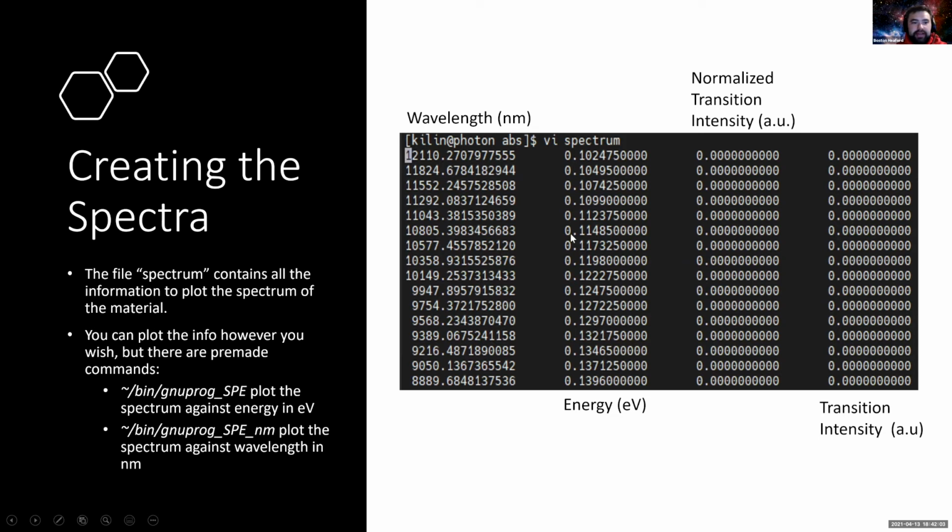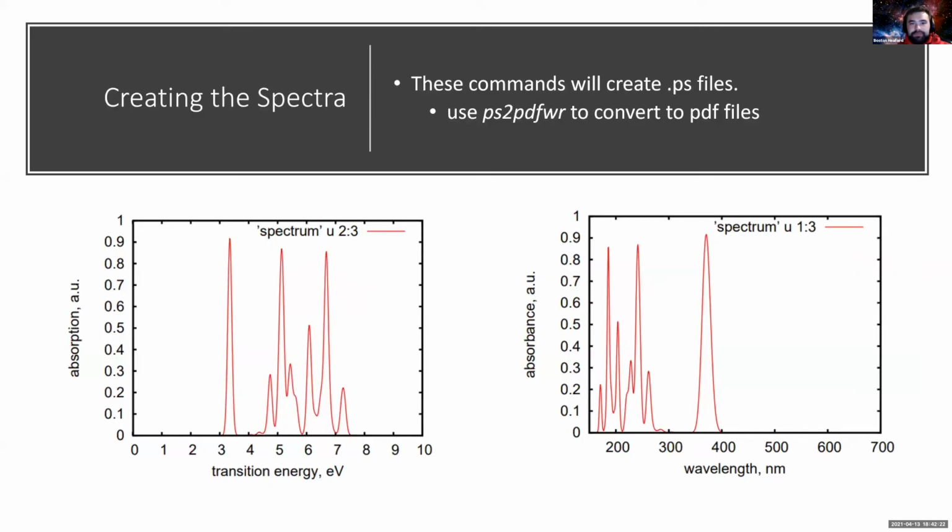Typically you use the normalized one just to go from 0 to 1. That's pretty standard practice. But as I said, using those 2 commands down below, we can plot the spectrum against either electron volts or against wavelength. You might want one sometimes and another other times, or both. You can use those 2 commands down there, and that will create some PS files. And then all you need to do is use PS2PDF to convert those PS files to PDF files. And then you will end up with spectrums such as down below.